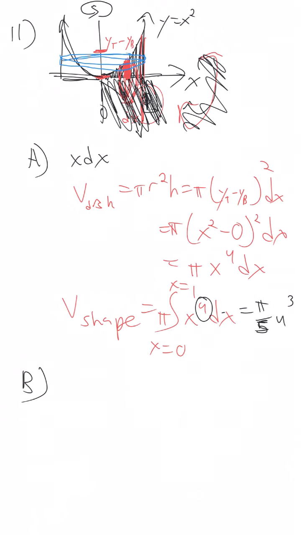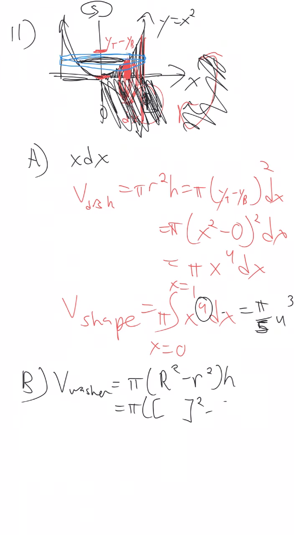Not the greatest picture. There's also an inner disk. Hopefully you see that inner disk right there. Not the best looking inner disk. All right, so the volume of the washer is going to be pi times big R squared minus little r squared, times h, which equals pi times, we just got to find what that big R squared is, and what the little r squared is, and it's going to be what, dx or dy?